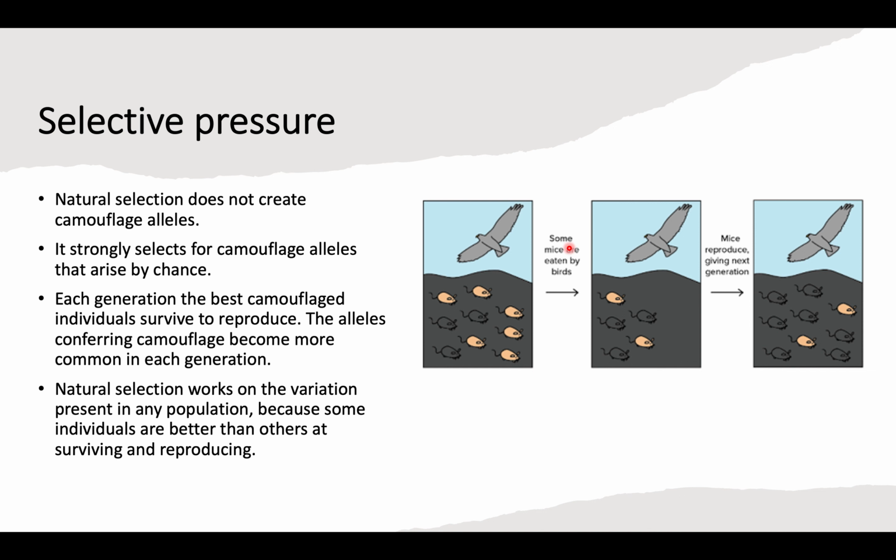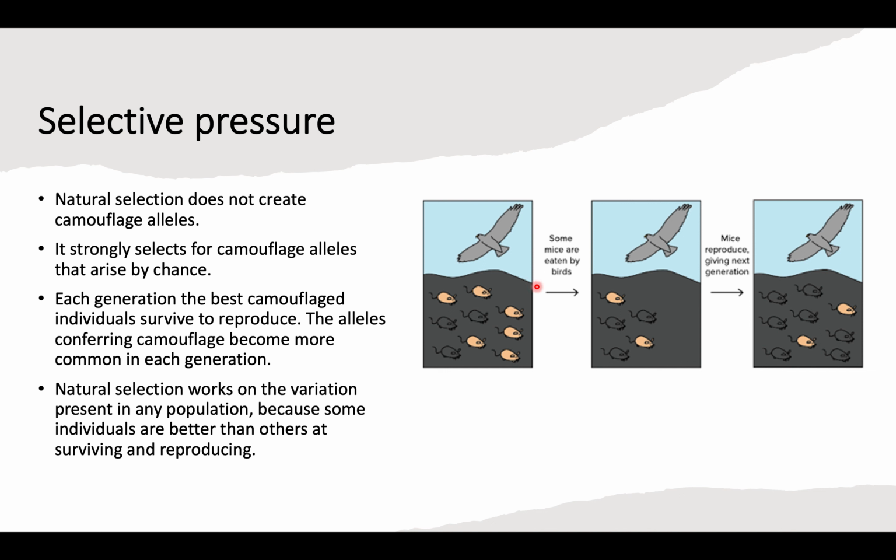So in this case, some mice are eaten by the birds. And as you can see, the background that the mice are living on, or their environment, is a dark gray color. Some of them are light brown, and some of them mix with that dark gray and actually kind of camouflage themselves, which in turn would hide them from this predator.